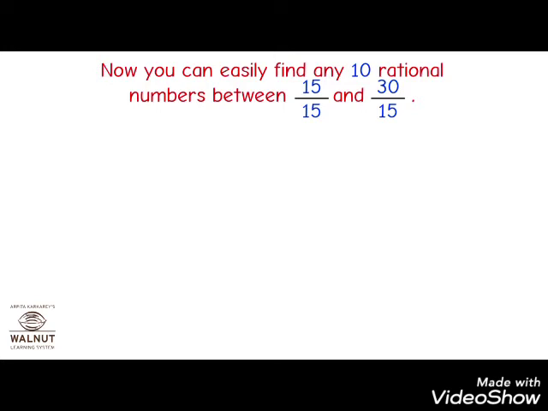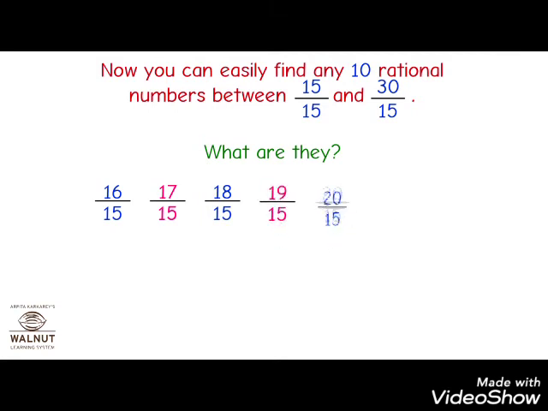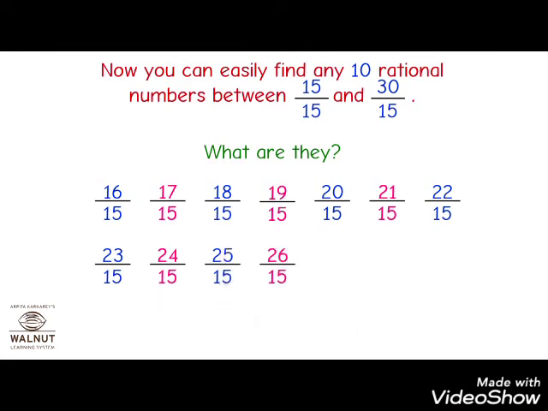Now, you can easily find any 10 rational numbers between 15 upon 15 and 30 upon 15. What are they? 16 upon 15, 17 upon 15, 18 upon 15, 19 upon 15, 20 upon 15, 21 upon 15, 22 upon 15, 23 upon 15, 24 upon 15, 25 upon 15, 26 upon 15, 27 upon 15, 28 upon 15, and 29 upon 15.